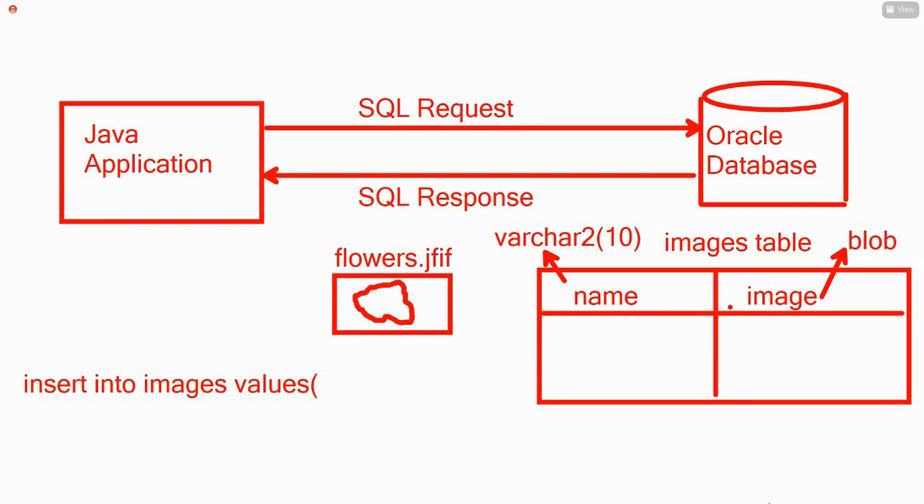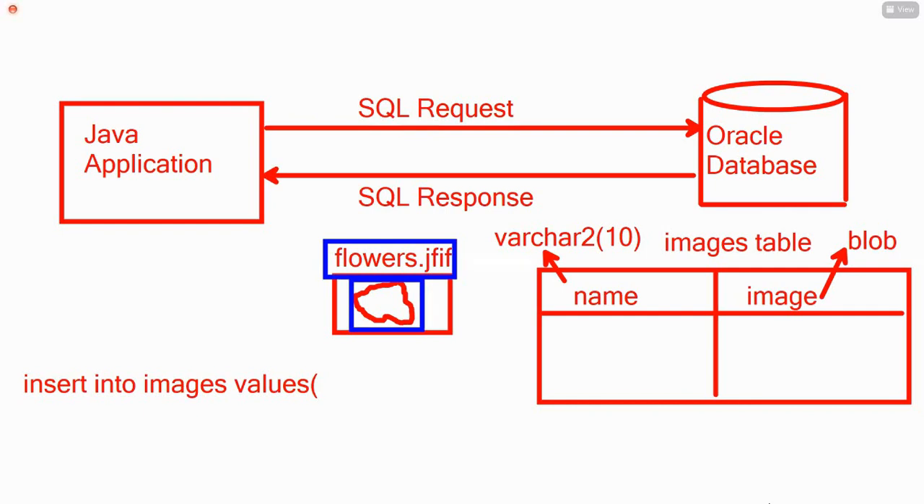What do we have to write? Now, in a database, I don't want to store this name. I want to store this image. I want to store file content, not file name, not file path. If you want to store the file name, is BLOB required? BLOB is not required. Varchar 2 is enough. If you want to store the name or path of the file, you can go for normal Varchar 2 10.